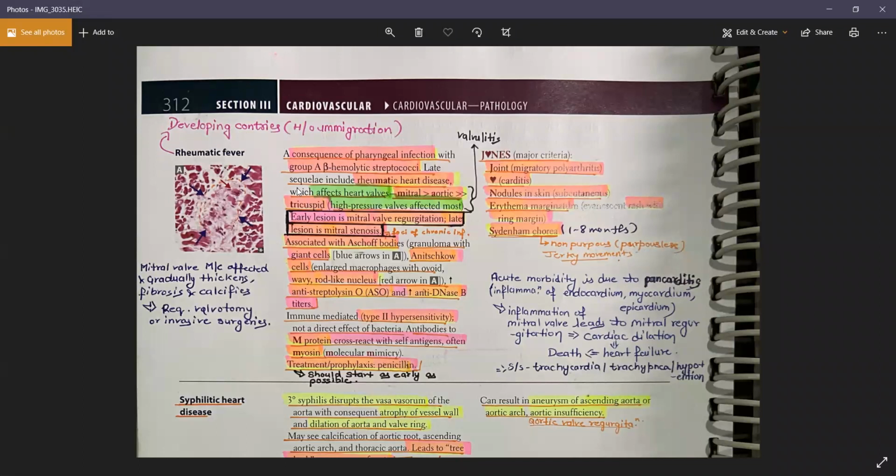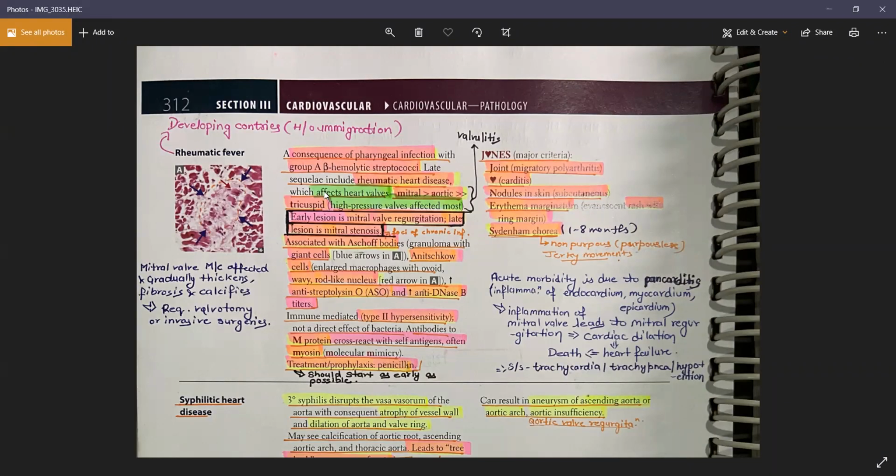Okay, high pressure valves are most commonly affected. For the endocardium, I'm only talking about the endocardium, the high pressure valves will be affected first. So the mitral valve is most commonly affected, then the aortic, and least commonly the tricuspid valve.